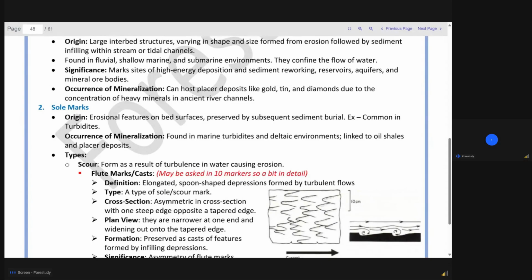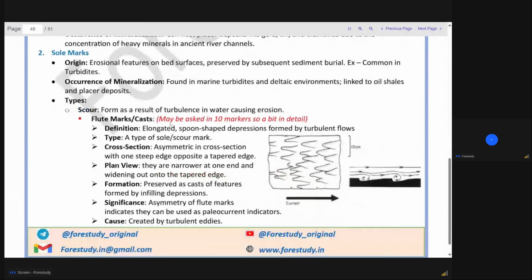So these are actually erosional features, sole marks. The types are scour. Scour means erosion, formed as a result of turbulence in water causing erosion. We have the first one, the flute marks. So sole marks can be of different types. First one is flute marks or casts, maybe asked in 10 marks.